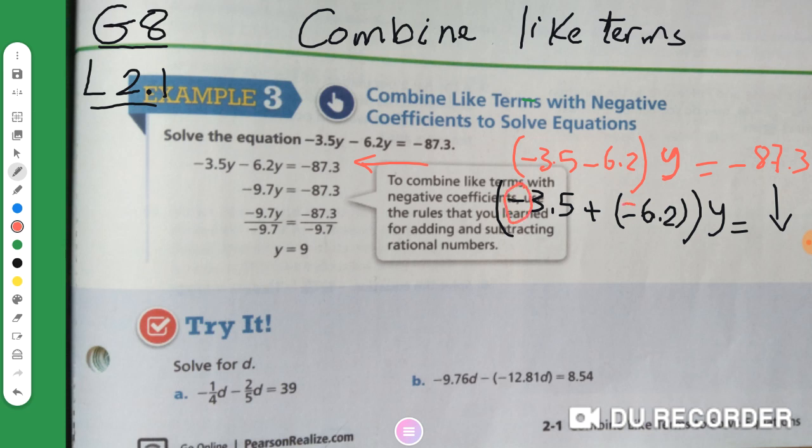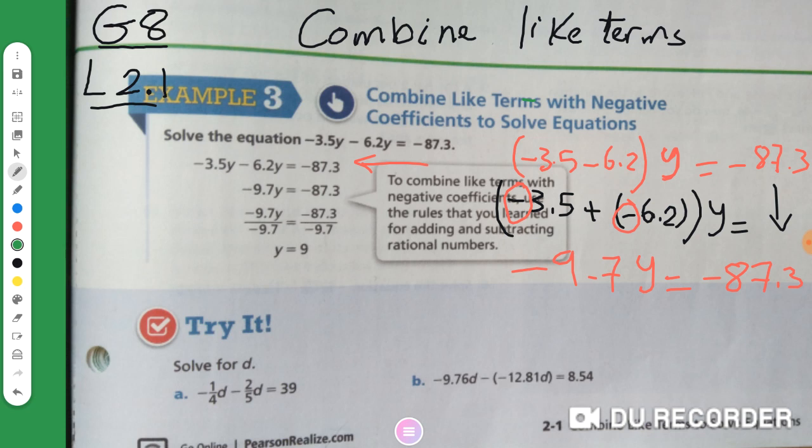Negative and negative. In the case of adding similar signs, put the sign and add. So I'll put the sign, so it will be negative. Add the two numbers: 3 plus 6 is 9, and 5 plus 2 is 7. So negative 9.7 y equals negative 87.3.